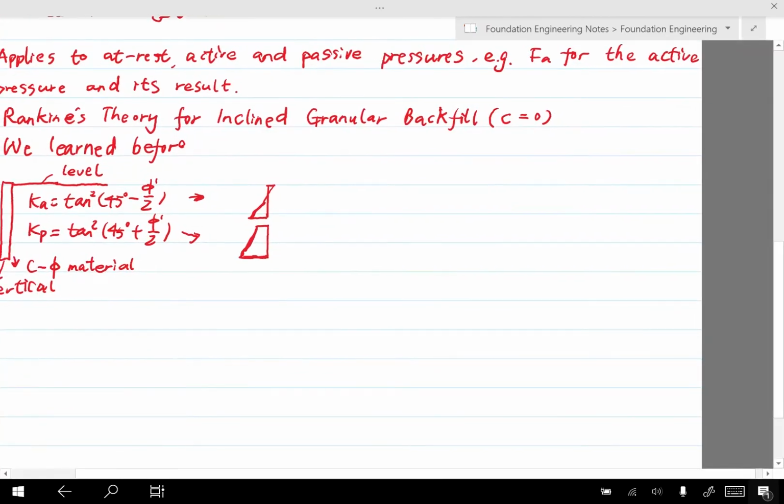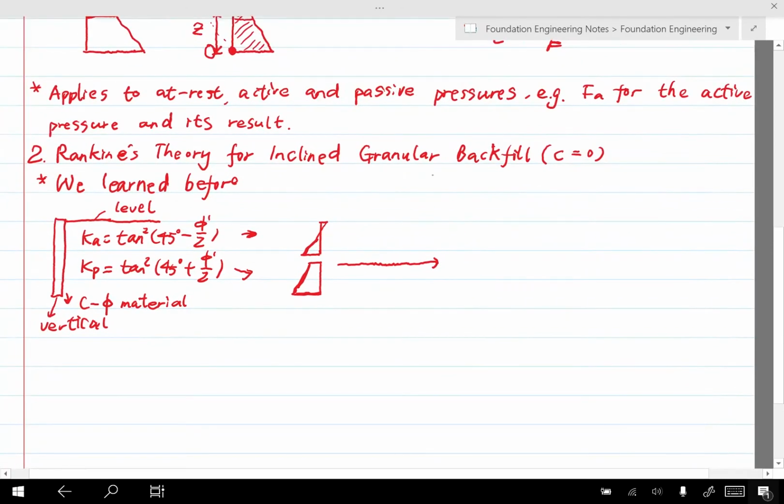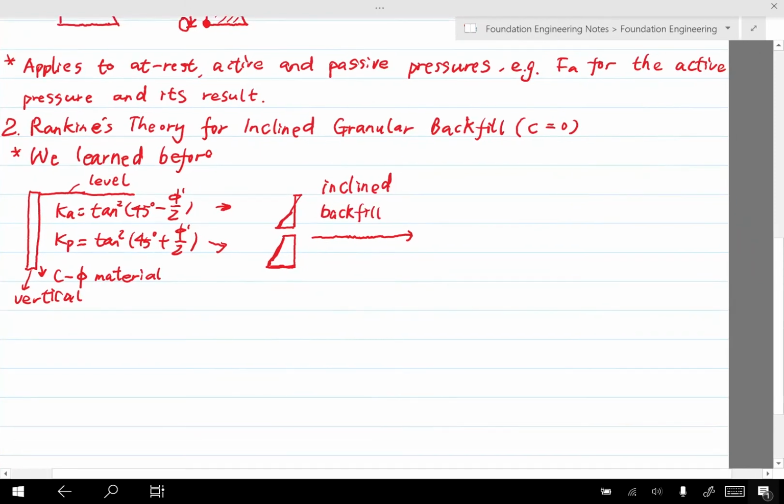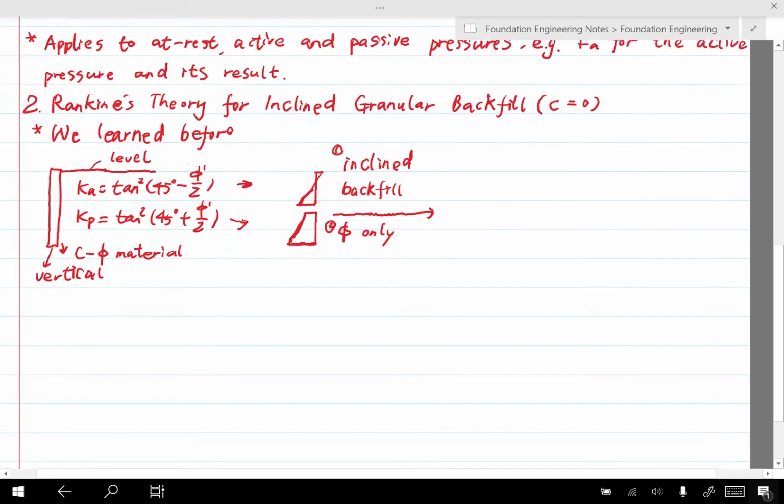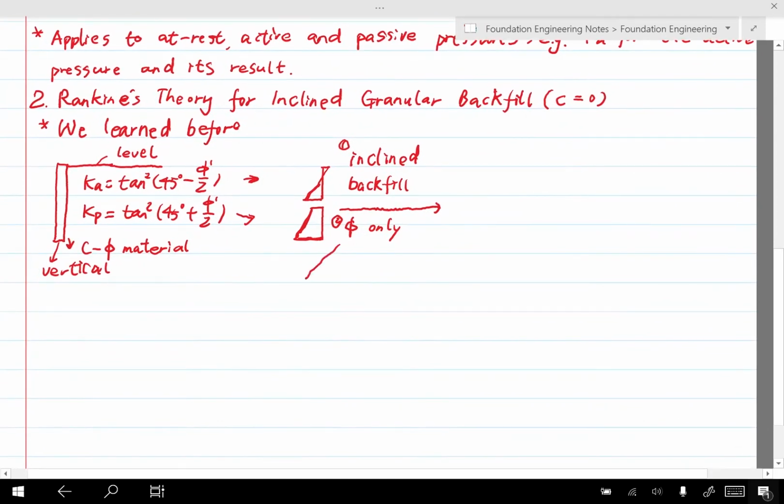Now we are moving from what we learned before to what we need to know for this new application, that is the inclined granular material. The differences: first, we have inclined backfill, and second one is phi only, so we don't have C. C is negligible. Again, I want to make a comment here.